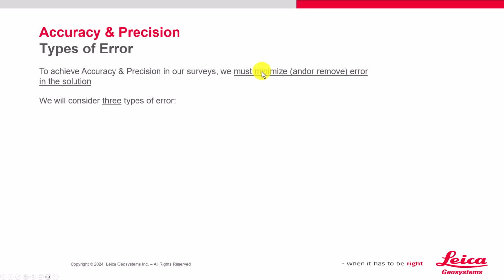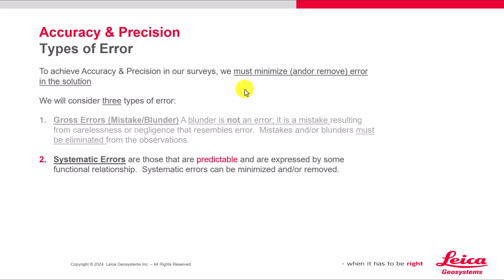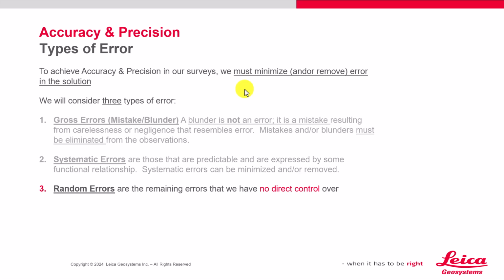The types of error that we have, of course, we must minimize and or remove the error in the solution. The three types of error that we commonly talk about are gross errors or mistakes and blunders. A blunder is really not an error. It's a mistake resulting from carelessness or negligence, and they must be eliminated. Systematic errors are predictable. And those are kind of the ones we like because we can fix them due to the functional relationship. They can be minimized or removed. Random errors, not much we can do about. There's no control over it other than good procedures help us overcome that and redundancy.